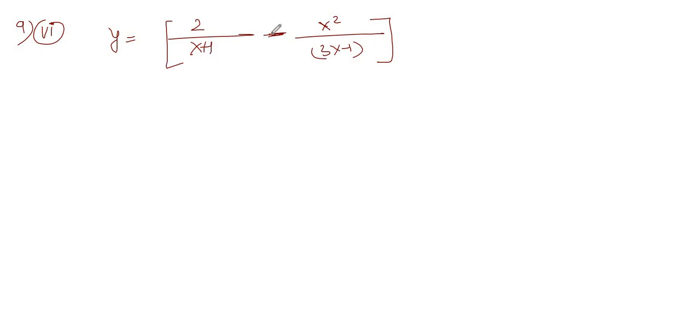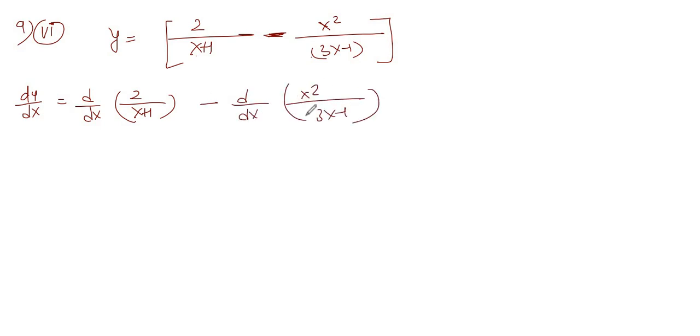So in this there are two functions, first and second, and both have the u by v method, correct? So let me show you. Can I write dy by dx is d by dx of 2 by x plus 1 minus d by dx of x square by 3x minus 1. In both parts we will apply the u by v method. Here also u by v and here also u by v.